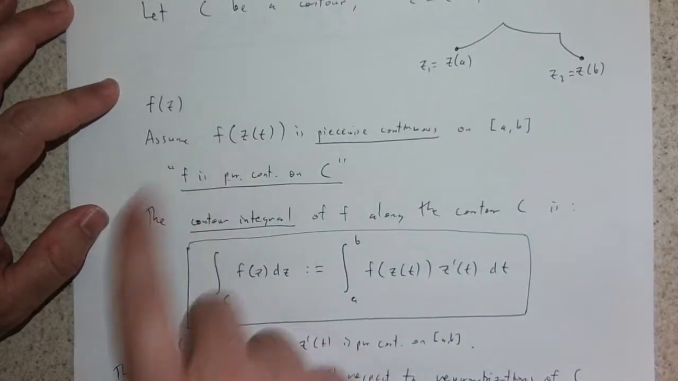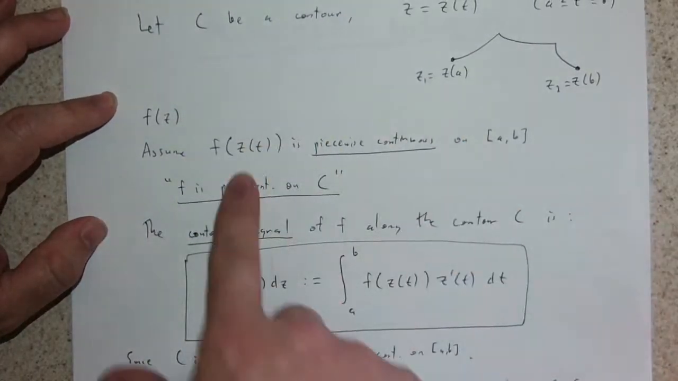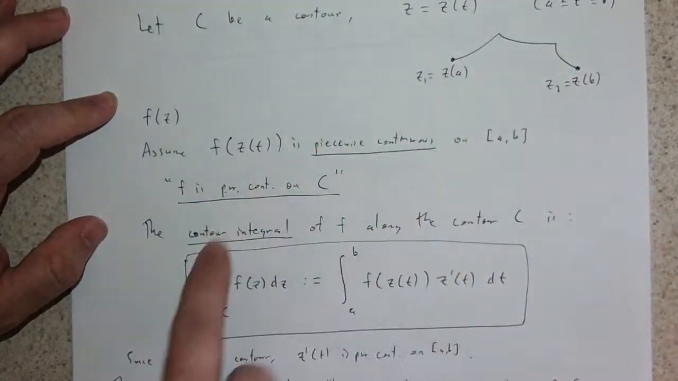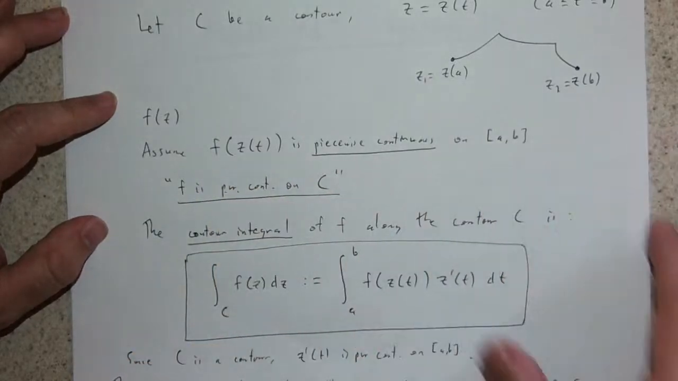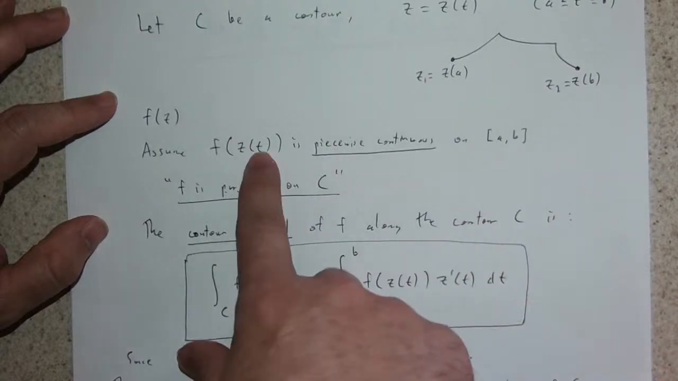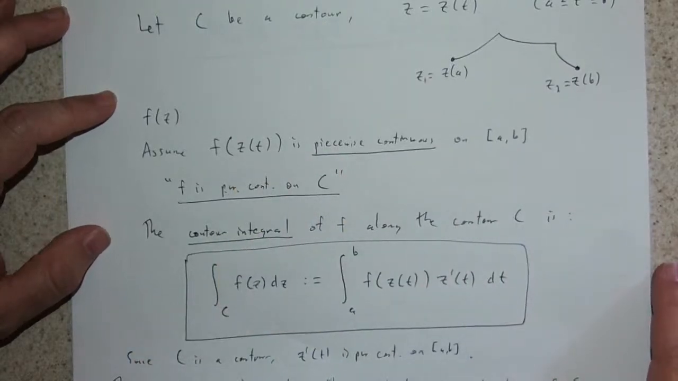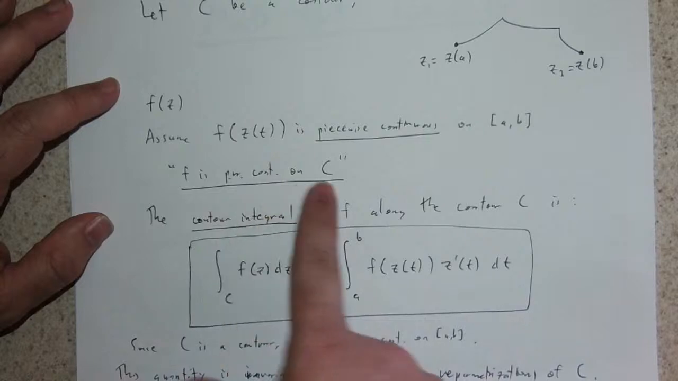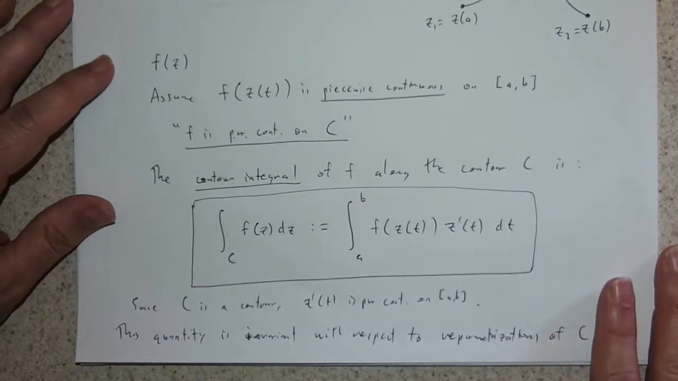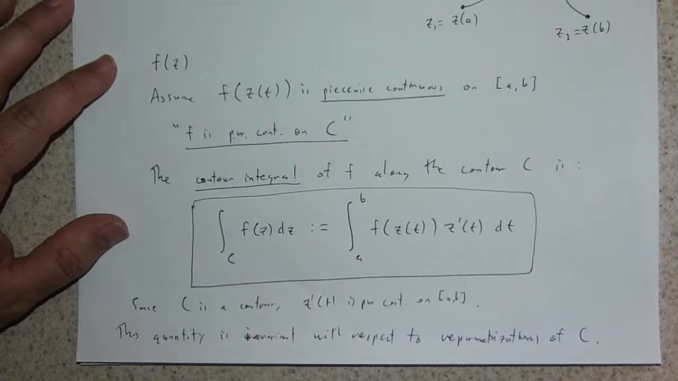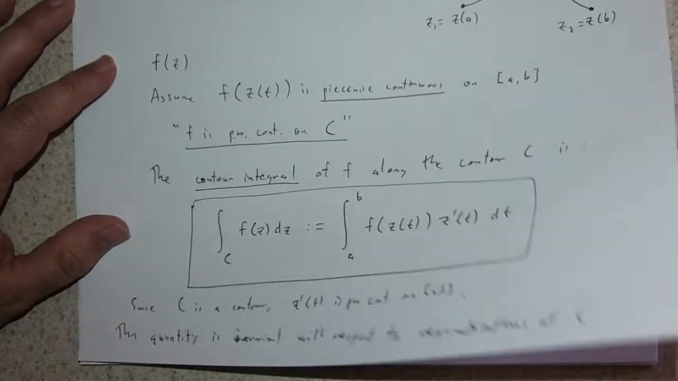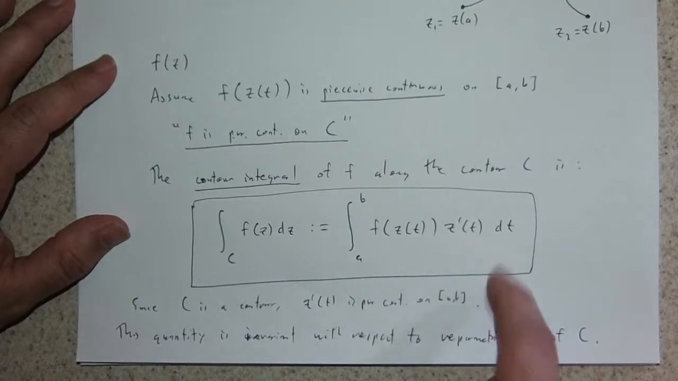And so if f is continuous or piecewise continuous on the contour, what it means is that f of z of t is piecewise continuous on this interval ab, and that's the usual definition of piecewise continuous, because now this is a function of a real variable t. So we say f is piecewise continuous on C. Then the contour integral of f along this contour C is this particular line integral we've defined in this way: the integral from a to b of f of z of t times z prime of t dt.